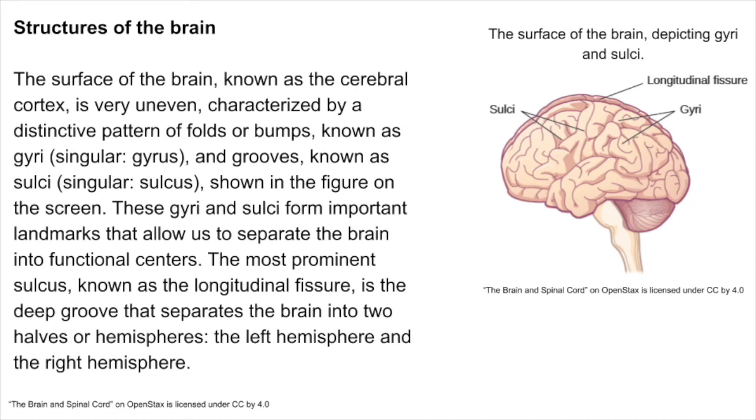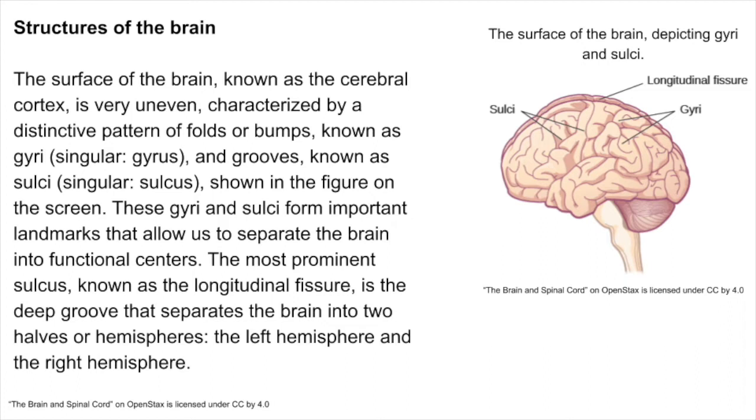Structures of the brain. The surface of the brain, known as the cerebral cortex, is very uneven, characterized by a distinctive pattern of folds or bumps, known as gyri, singular gyrus, and grooves, known as sulci, singular sulcus, shown in the figure on the screen. These gyri and sulci form important landmarks that allow us to separate the brain into functional centers.